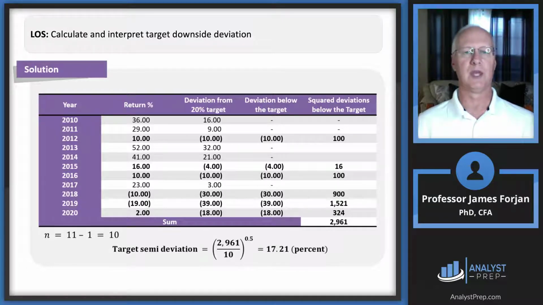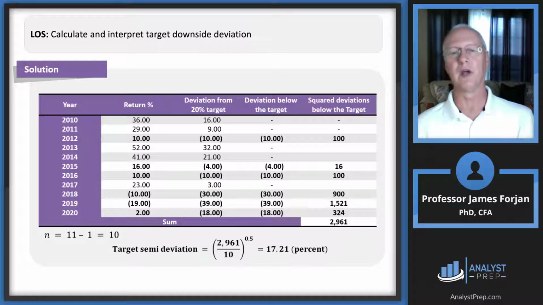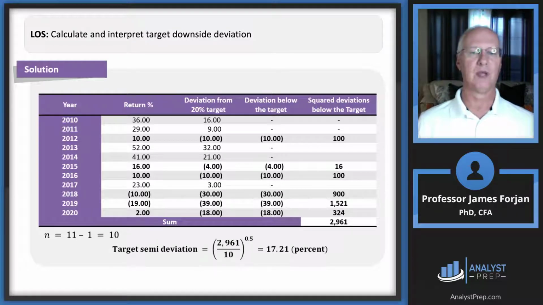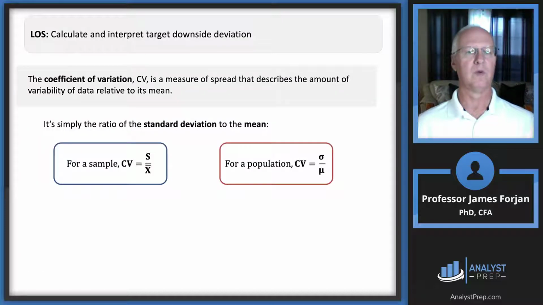So there are the returns once again. The deviation from the target: our target is 20, but the return was 36. So that deviation is 16%. And it was above, so we just ignore it, right? So all we're going to do is focus on those deviations that are below the target. That's the fourth column there, deviation below the target. And then we're going to square them just like we did before, add those together, divide by the degrees of freedom, and get a target semi-deviation of 17.21%. Let me just remind you, raising something to the 0.5 is the very cool way of taking the square root.